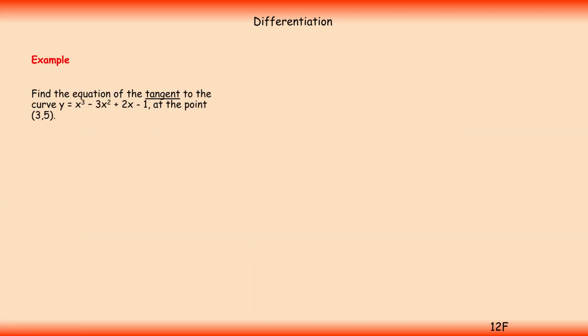Right, example. Find the equation of the tangent to the curve y equals x cubed minus 3x squared plus 2x minus 1 at the point 3, 5. Well, let's start by writing our equation. y is equal to x cubed minus 3x squared plus 2x minus 1. We're experts now at differentiating term by term. So differentiate x cubed, we get 3x squared. Differentiate 3x squared, so it'll be minus 3 times 2, 6x. And differentiate 2x, we get plus 2.